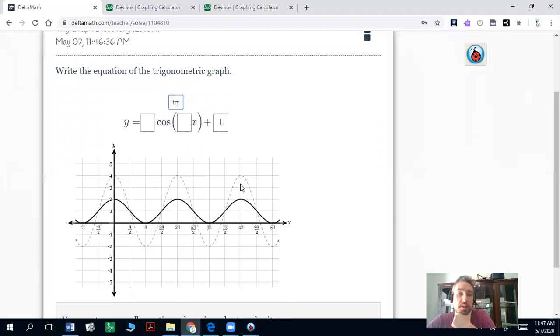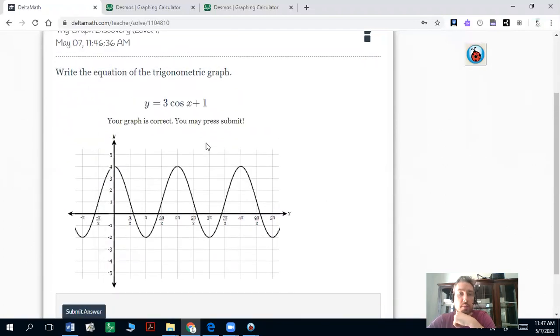You've got to increase that overall height, and that's the amplitude. So from the midline, how high does it need to go? Now it goes up to a maximum of 4, but remember your midline's at 1, so your amplitude would be the difference between 4 and 1. So that would be 3. So let's try that.